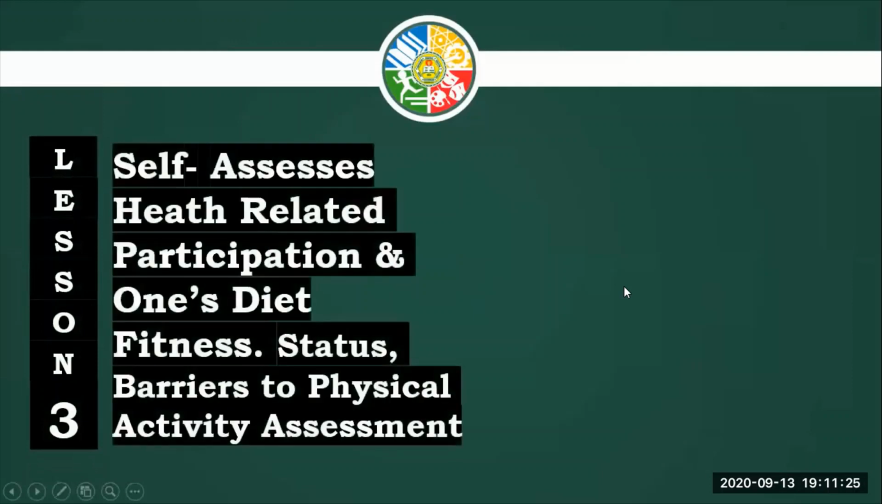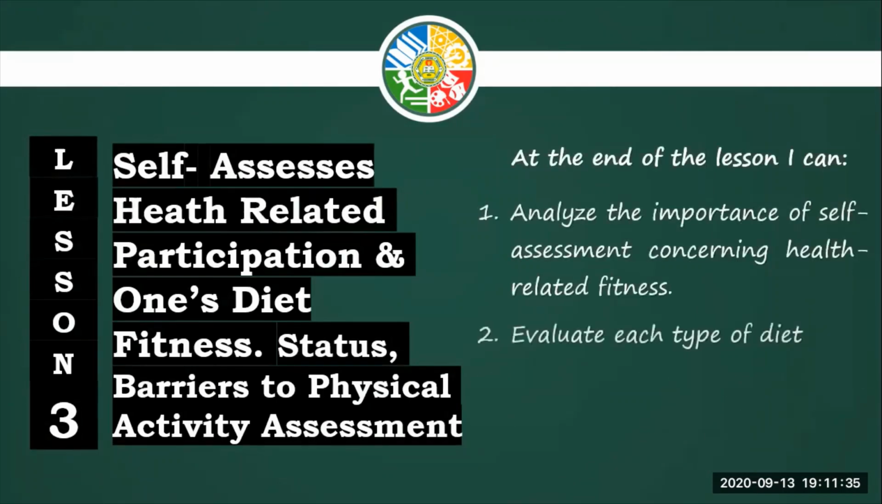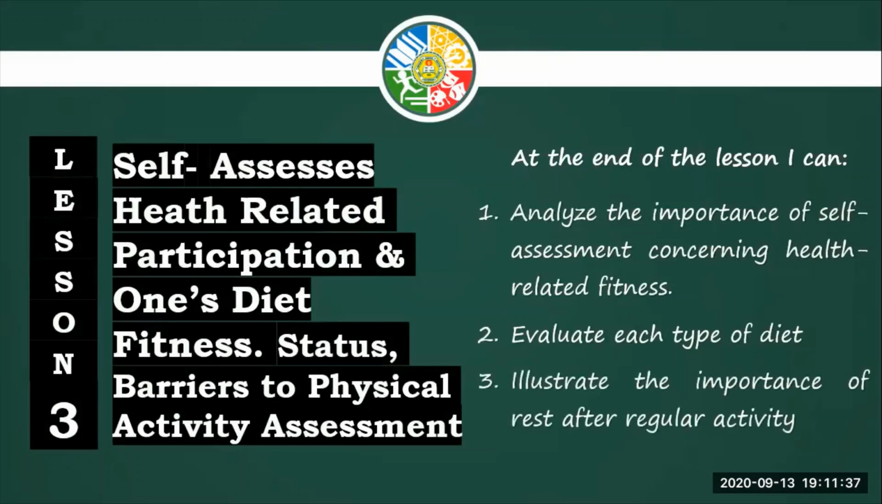For today's lesson, we will be talking about self-assessment to health-related participation and one's diet, fitness status, and barriers to physical activity assessment. For our objectives, we need to analyze the importance of self-assessment concerning health-related fitness, evaluate each type of diet, and illustrate the importance of rest after regular activity. I do hope that we can achieve these objectives during or after our discussion.